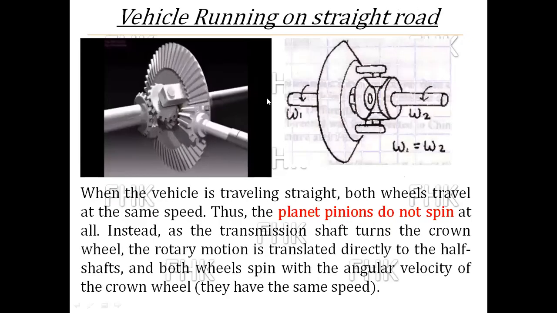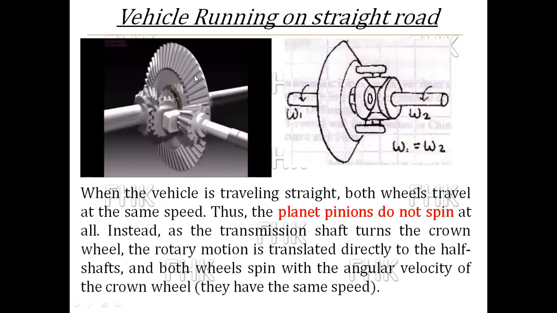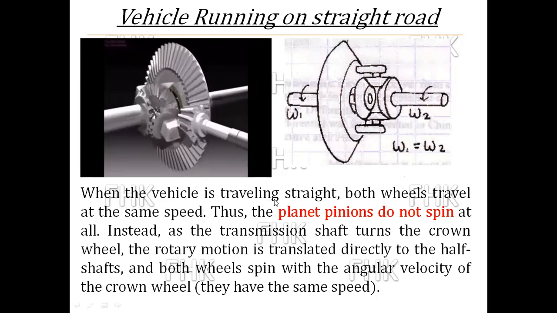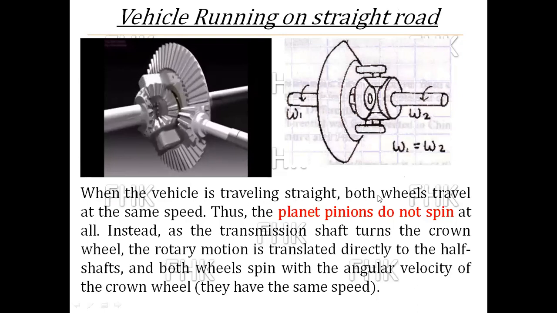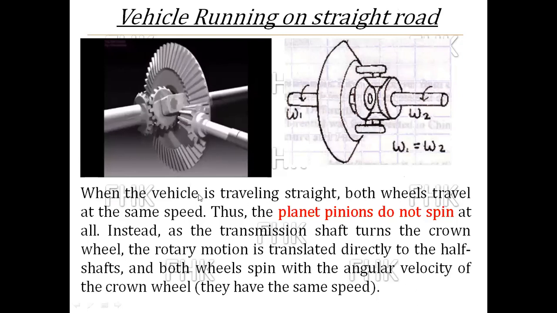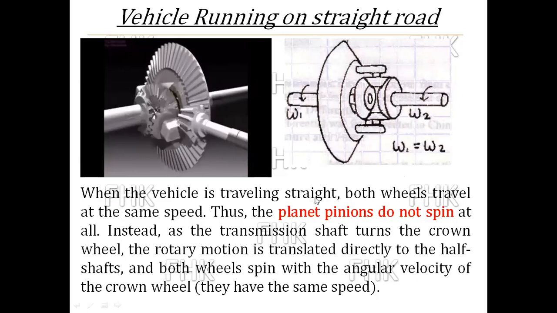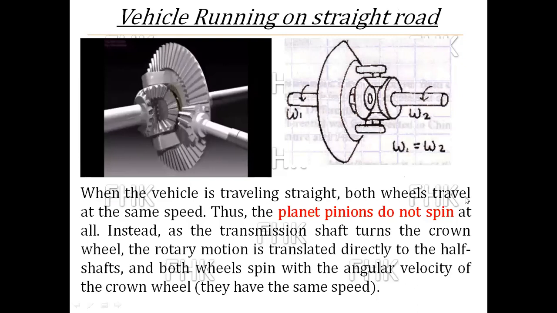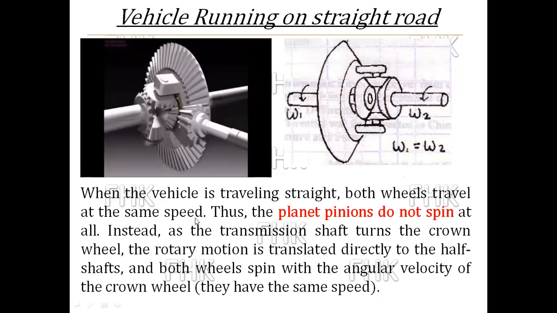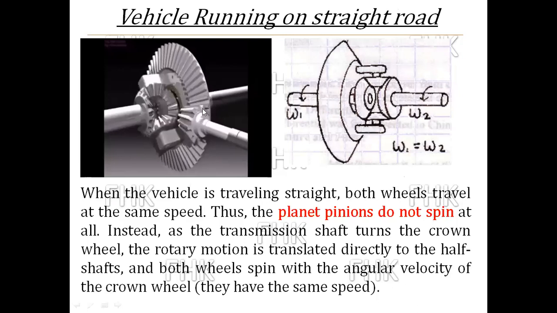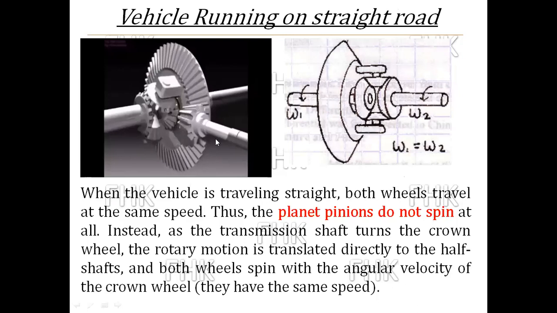Now come to the next point for understanding the working of the differential. First condition, when the vehicle is running on a straight road. When the vehicle is traveling on a straight road, both wheels travel at the same speed. Thus, the planet pinions do not spin. You can see in this image.